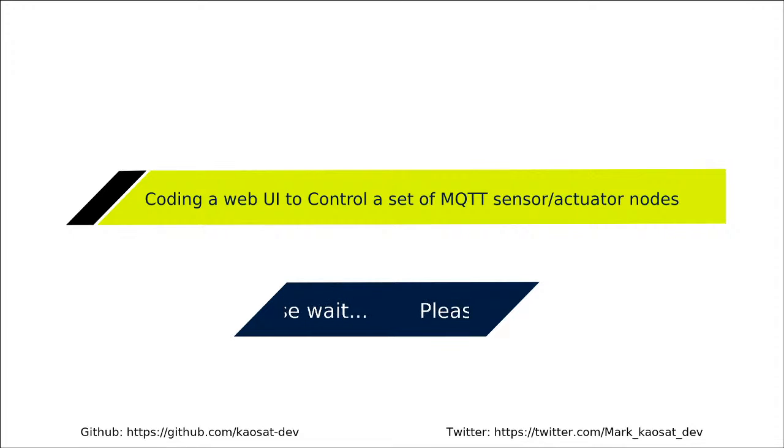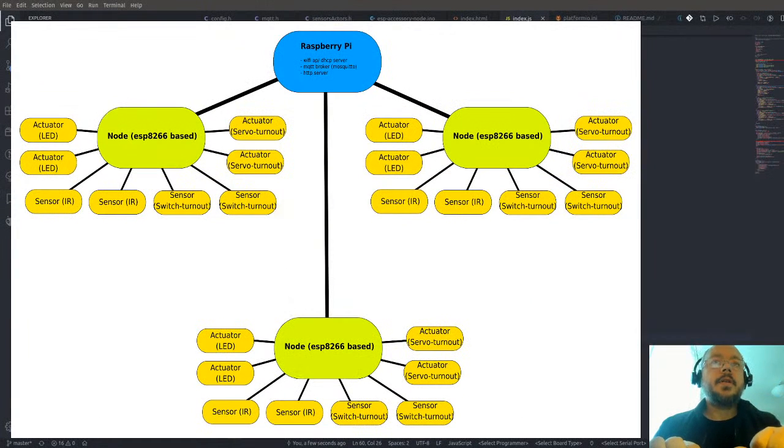So let's get started. This is related to a project that deals with both software and hardware. And today we're gonna code a bit of a web-based UI to control a set of MQTT-based sensors and actuator nodes. And more on that right here. So as you can see, there's a central Raspberry Pi that has an MQTT broker, also an HTTP server, and etc. And there are multiple hardware nodes connected to it, and each hardware node can have any number of sensors and actuators connected to it.